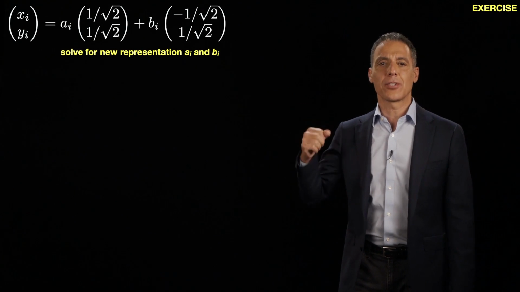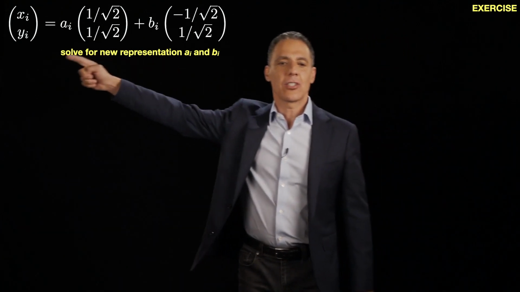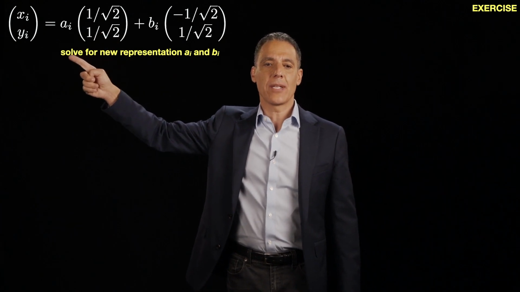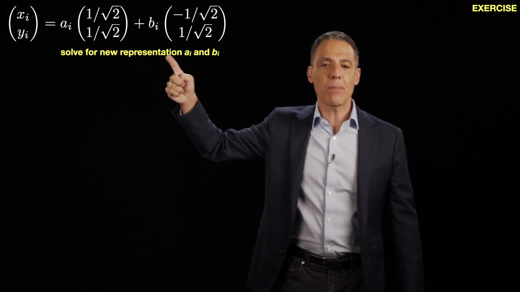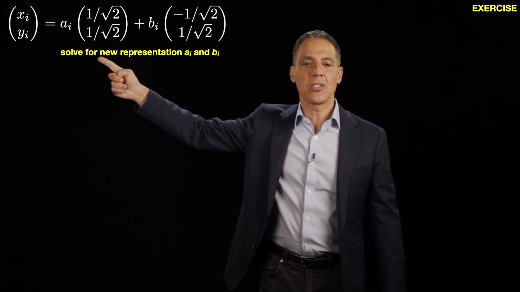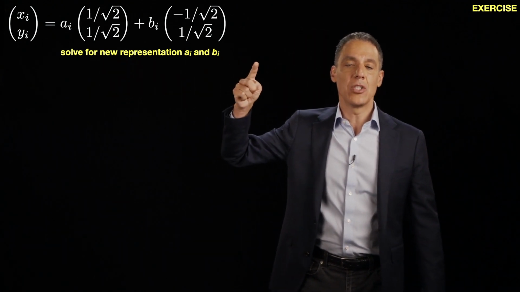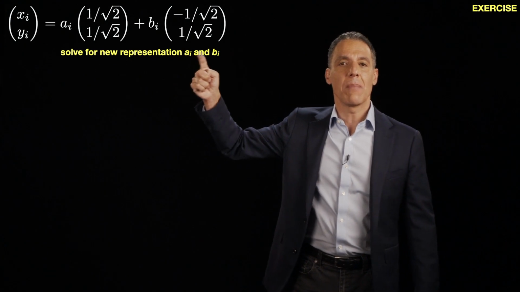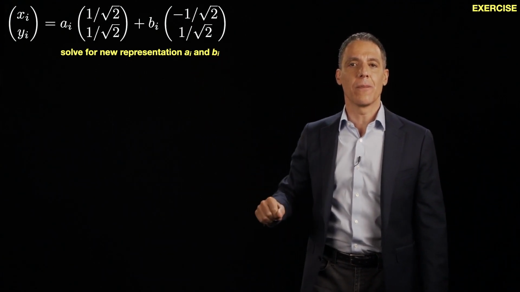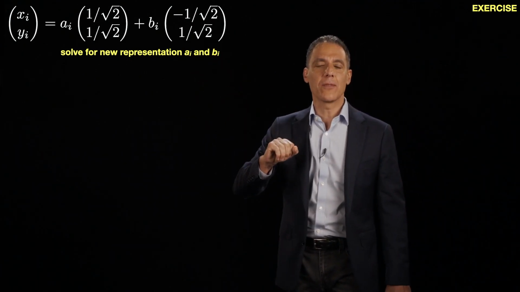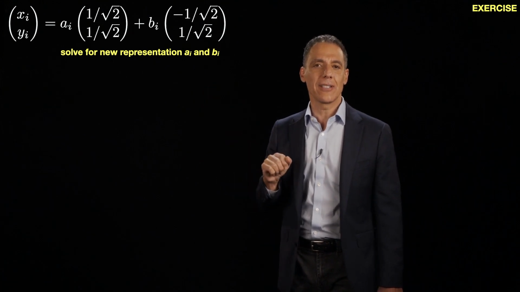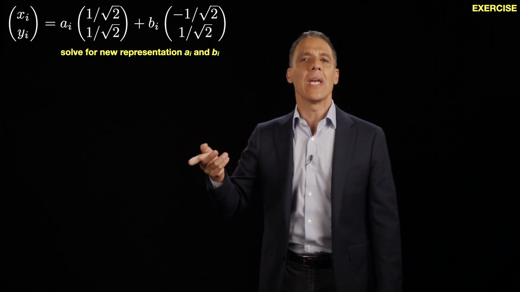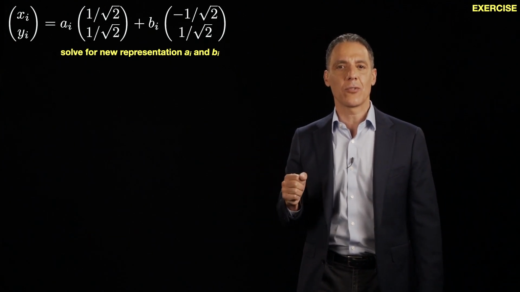So here's a thought exercise for you. Given some point xi, yi, represented with respect to the canonical basis, what is its new representation with respect to this new orthonormal basis, 1 over root 2, 1 over root 2, minus 1 over root 2, 1 over root 2? If you want, go ahead and pause the video and do this little linear algebraic exercise. It's a good exercise to remind you how you do transformations across bases.